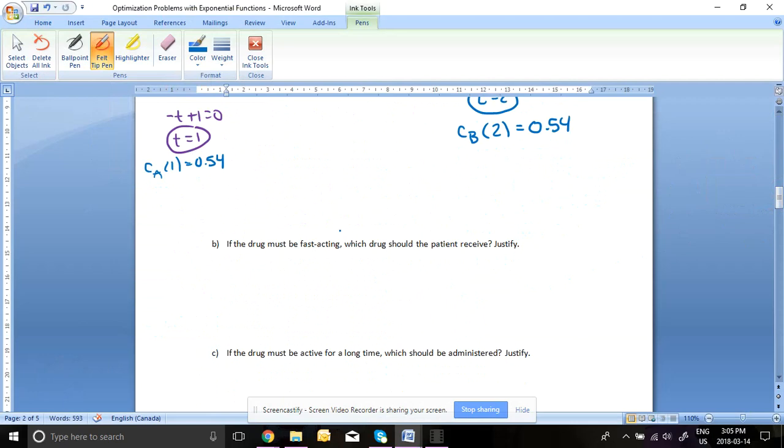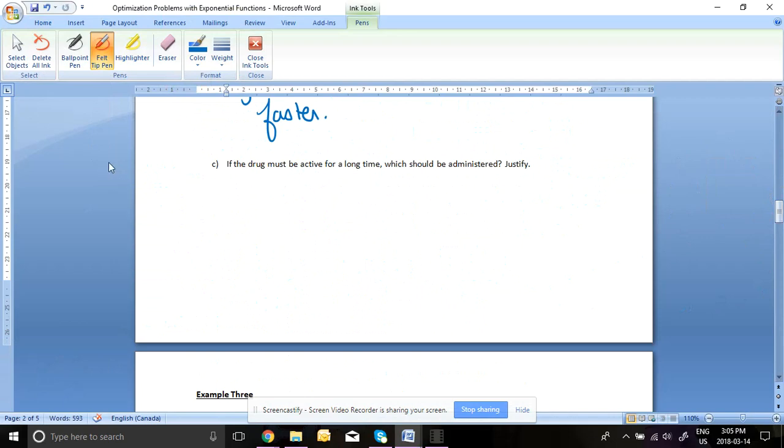but the first drug, it happens at 1, and the second drug, it happens at 2, and that would be in hours. Okay, so if the drug must be fast acting, which drug should the patient receive? So this would be drug A, since it reaches its max faster. Okay, and if the drug must be active for a long time, which should be administered? This would be drug B, because it takes longer for it to reach 0.